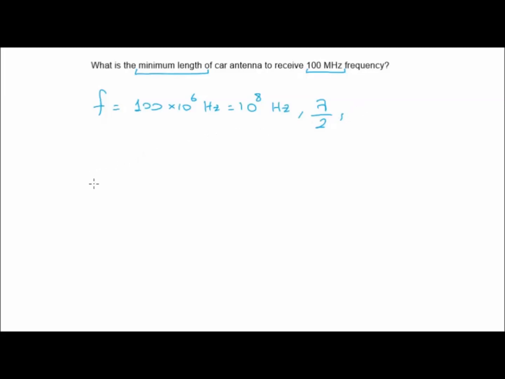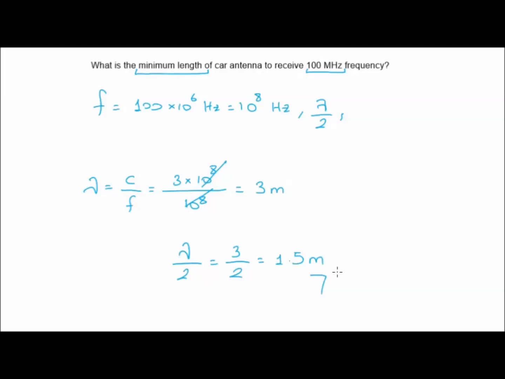First of all, we have to find the lambda. Lambda equal c over f, c is the speed of light. It is the constant 3 times 10 to the power of 8 over f equal 10 to 8. 10 to 8 and 10 to 8 cancel each other. We have 3 meter. And the minimum length going to be half wave antenna. As I said, it will be 3 over 2. That means 1.5 meter.